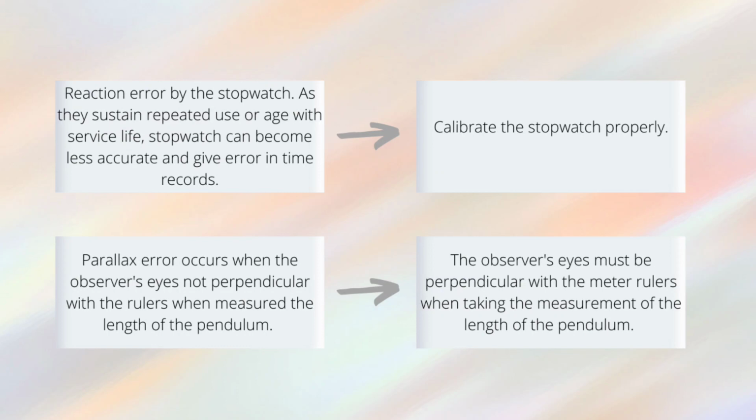The third one is the reaction error with the stopwatch. As it sustains repeated use or ages with service life, the stopwatch can become less accurate and give errors in time records. To improve, calibrate the stopwatch properly. Last but not least, parallax error can also occur when the observer's eyes are not perpendicular to the ruler when measuring the length of the pendulum. To overcome this limitation, the observer's eyes must be perpendicular to the meter ruler when taking the measurement of the length of the pendulum.